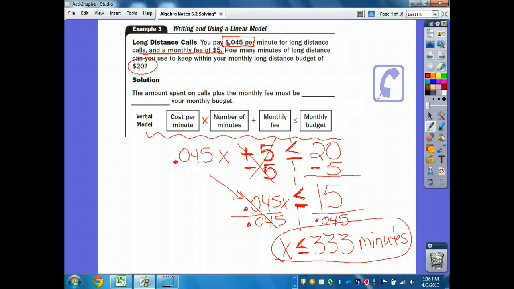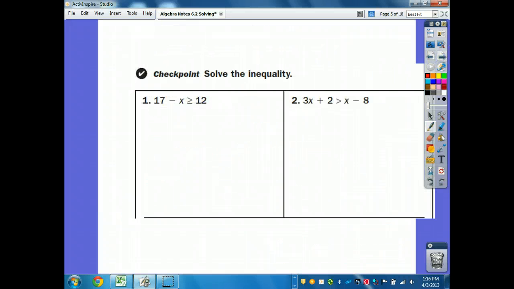How many hours is that? 333 minutes. How many hours is that on the phone in a month? Almost 14 hours. What would you divide it by? 60. There's 60 minutes in an hour. 5.55 hours. So in a month I could only talk for a little over 5.5 hours.